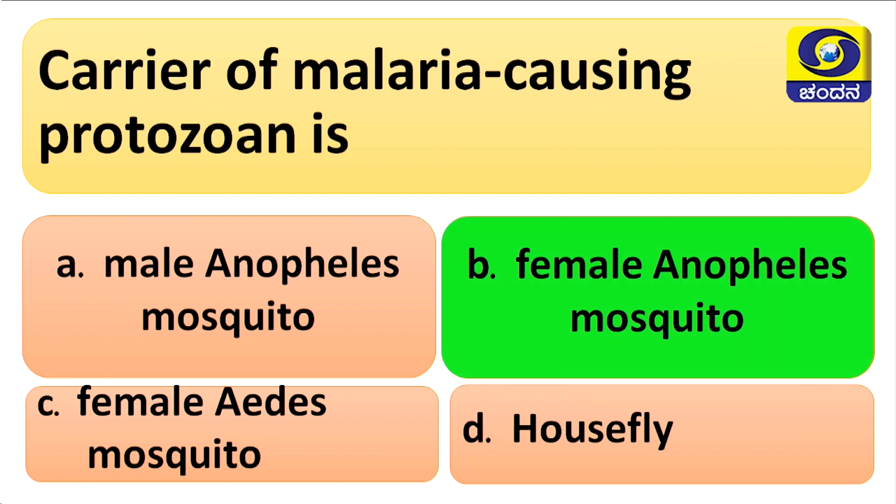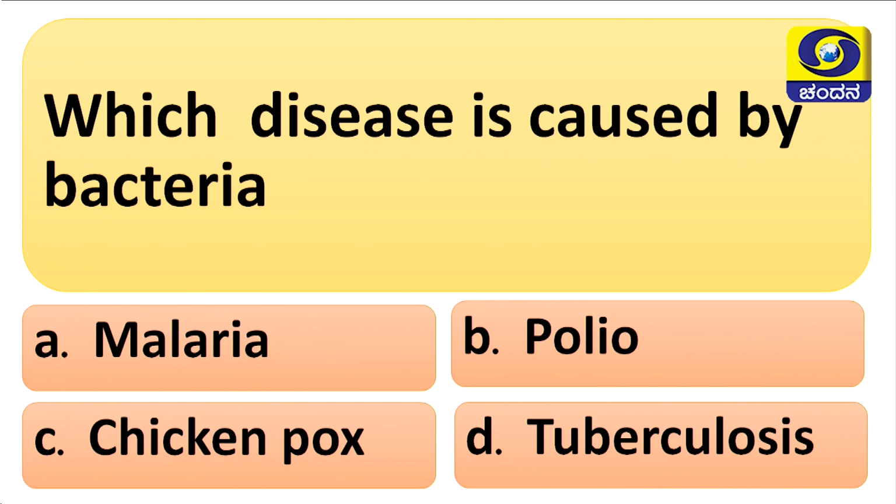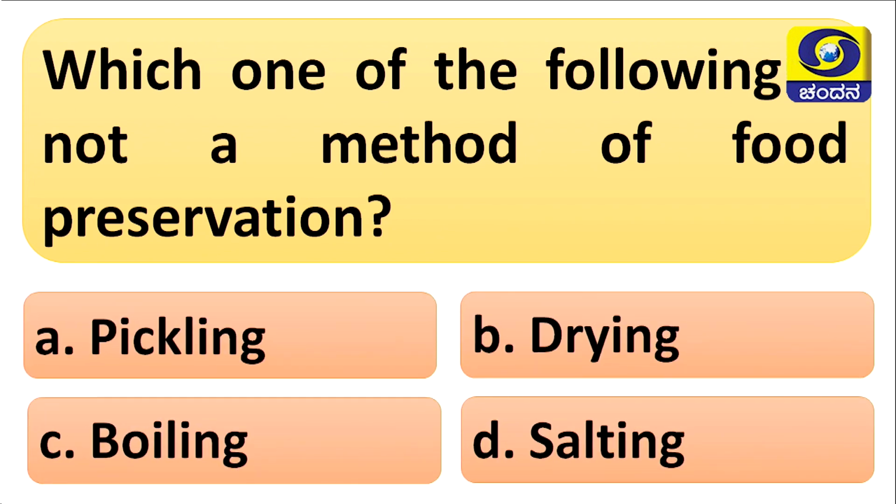Female Anopheles mosquito. Third question, which disease is caused by bacteria? Options are malaria, polio, chickenpox, tuberculosis. Yes, you are correct. Tuberculosis. Next question, which one of the following is not a method of food preservation? Options are pickling, drying, boiling and salting. Correct option is boiling. You are right.